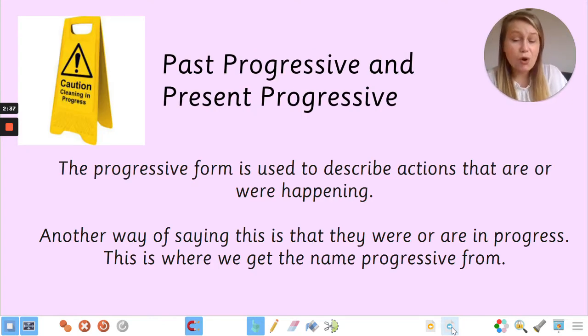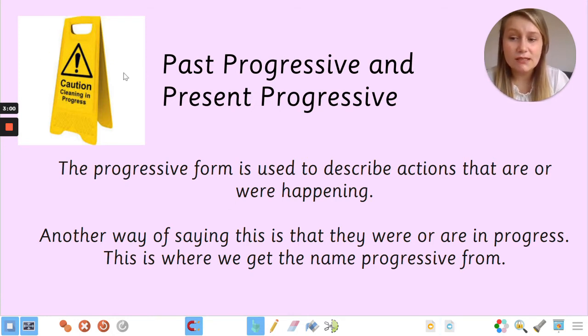So today we are learning about the past progressive tense and the present progressive tense. Okay, now what this means is that a sentence written in the progressive form either is happening right now or it was happening. Okay, something that's in progress is something that is happening.